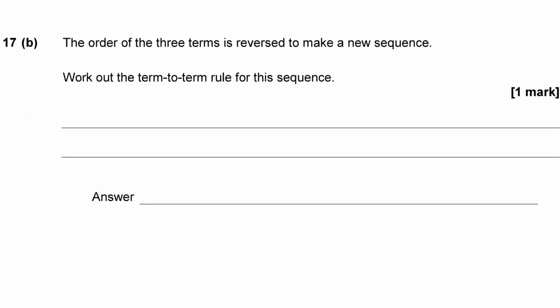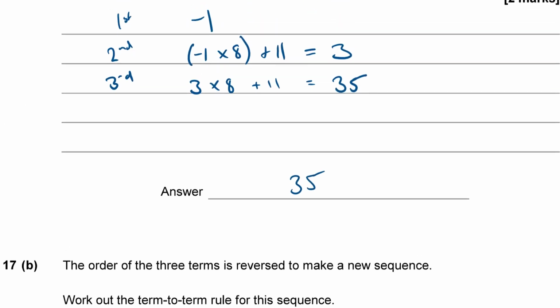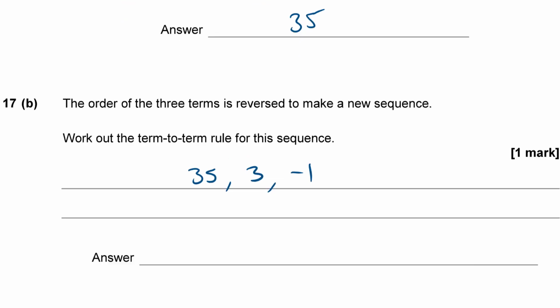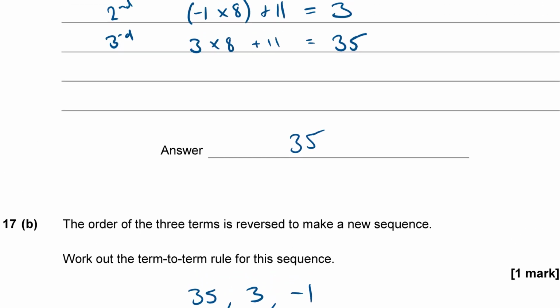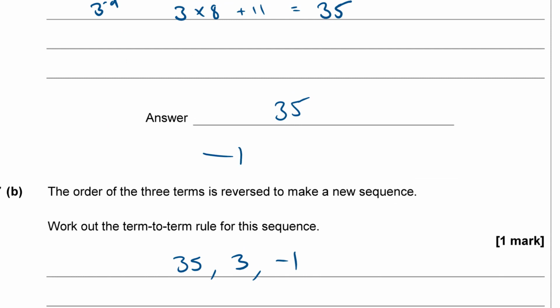Part B says, the order of the 3 terms is reversed to make a new sequence. Work out the term-to-term rule for this sequence. So rather than going -1, 3, 35, it's going 35, 3, -1. Now, what I had in this sequence above was a times by 8 and then plus 11 type function machine.